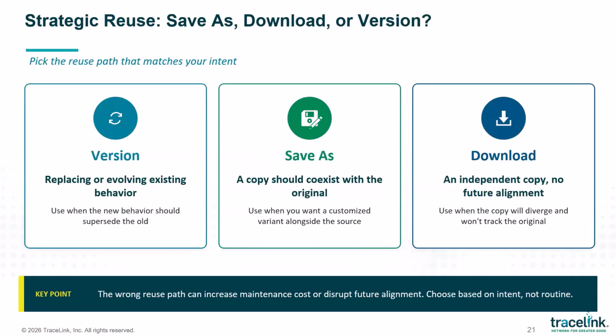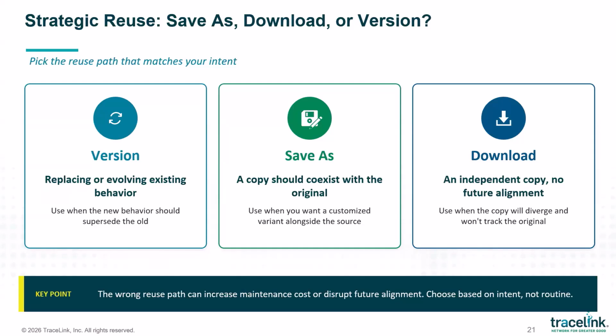Let's generalize that last decision because it applies well beyond reports. Whenever you reuse something, you're really choosing between 3 paths: version, save as, or download. The right choice comes down to one question. Are we replacing existing behavior, customizing a copy that coexists with the original, or creating a fully independent path? Use version when you're replacing or evolving existing behavior. The new version supersedes the old.